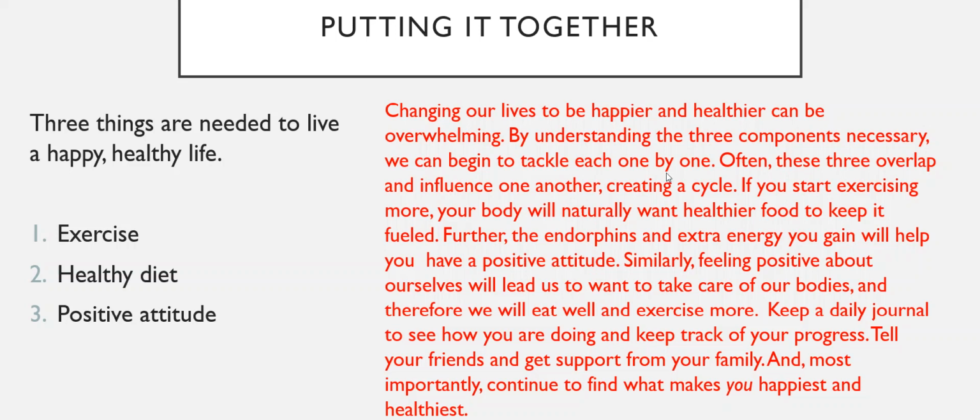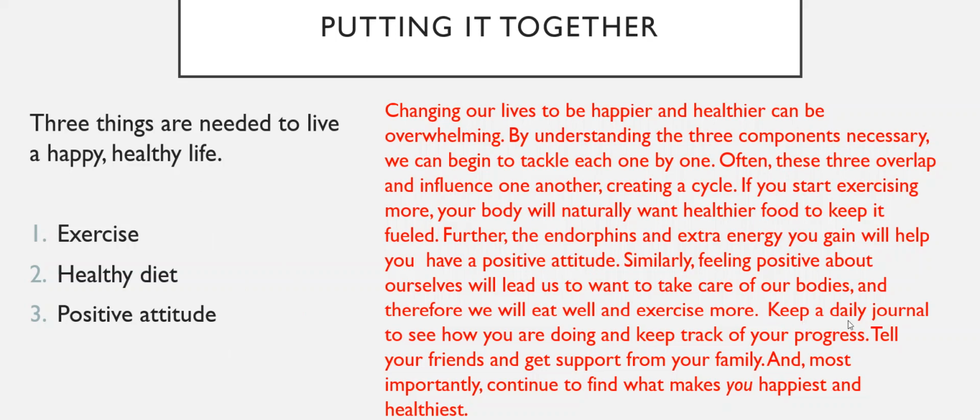Tackle one by one. Often these 3 overlap and influence one another, creating a cycle. This part here about if you exercise, you'll want healthy food. This will help you also have a positive attitude. And if you have a positive attitude, it'll help you exercise and have a healthy diet. So the author is not just repeating these 3 things. The author is showing that these 3 parts influence each other. They are related to each other. So they're putting them together again.